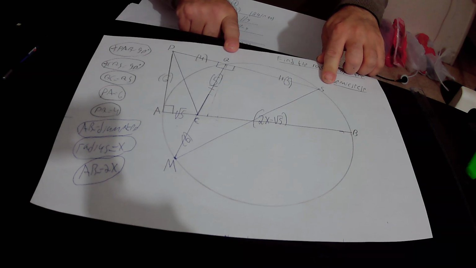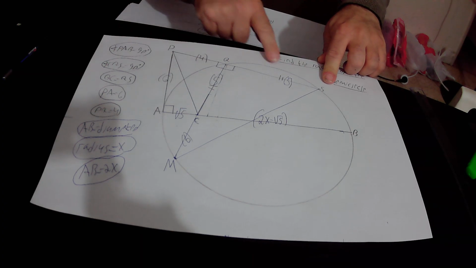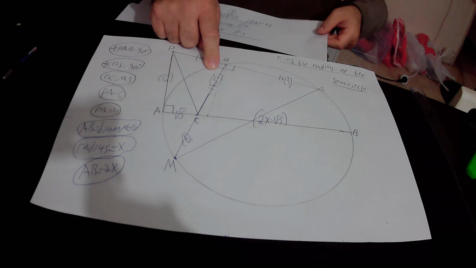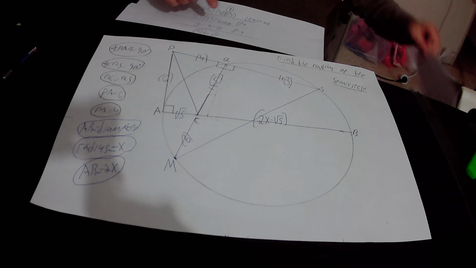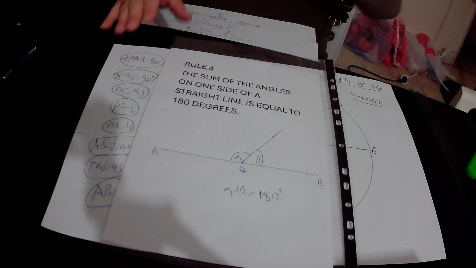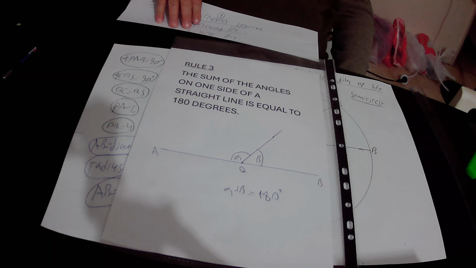But because of the fact that it is given in the question that QS equals QC, and QS is 5, therefore QC must also be equal to 5 units in its length. Then I presented to you rule number 3, and we implemented rule number 3 in our drawing. According to rule number 3, the sum of the angles on one side of a straight line is equal to 180 degrees.